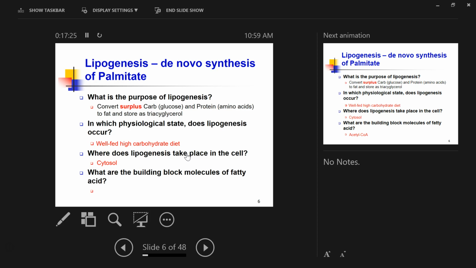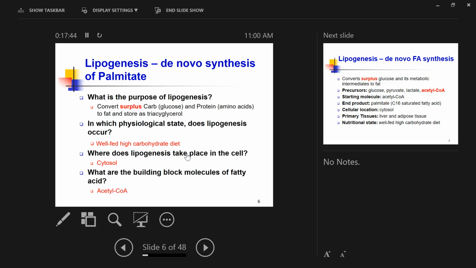And last point, what are the building block molecules of fatty acids? You mentioned them many times, right? The building block molecules, or the starting molecule, the substrate. Yes, acetyl-CoA. So acetyl-CoA is the building block molecule of fatty acids. So again, fatty acids are synthesized from acetyl-CoA, right?